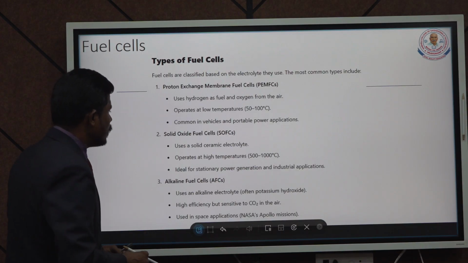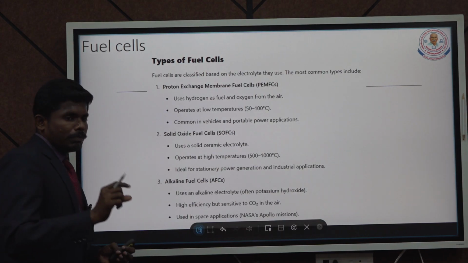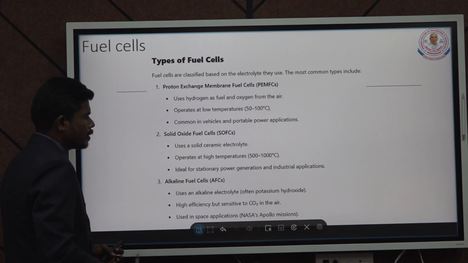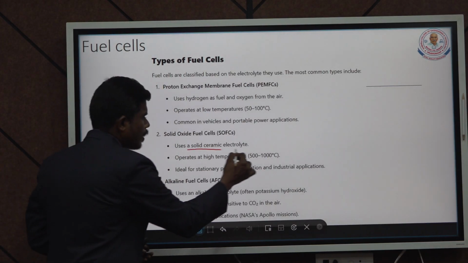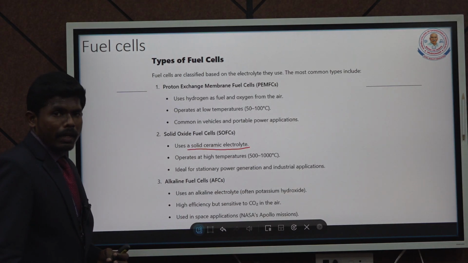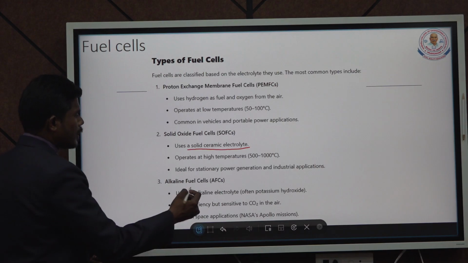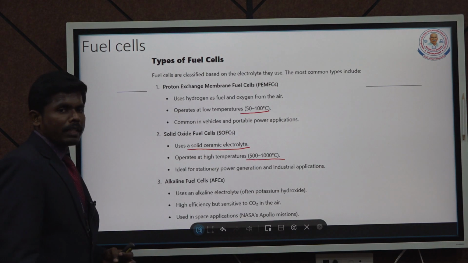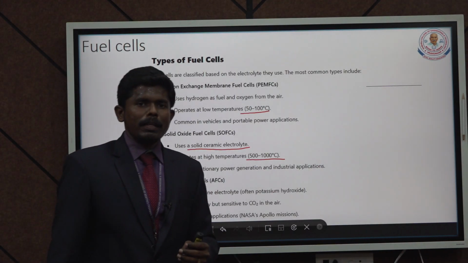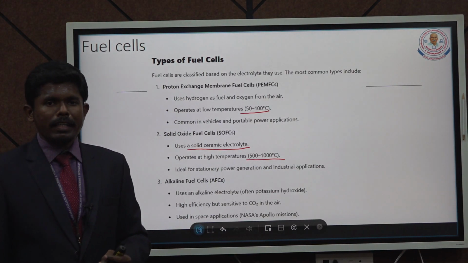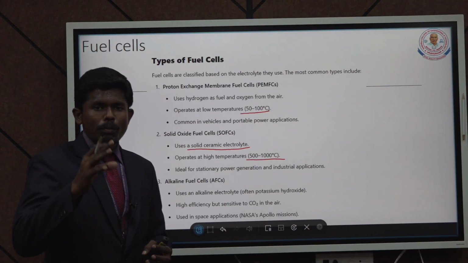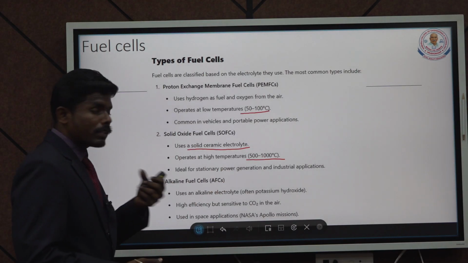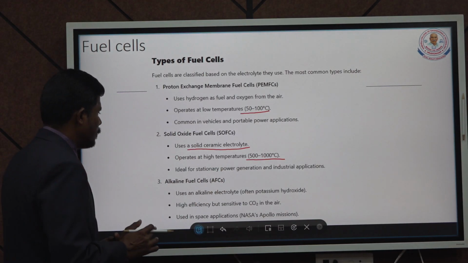Then comes the next one, solid oxide fuel cells. The membrane we use between the anode and cathode is a solid ceramic electrolyte acting as the ion exchange membrane, and the operating temperature varies. The earlier one was 50 to 100 degrees Celsius; this one comes to nearly 500 to 1000 degrees Celsius. The main applications may be limited to steel or iron industries, where we need the molten state of the iron ores. In those scenarios, this fuel cell can mainly be used.